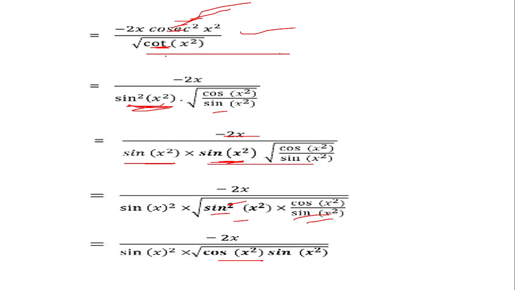Once again, cot I have written as cos by sine, and cosecant as 1 by sine square, with minus 2x as it is. This sine square will be two terms, sine of x square into sine of x square. One sine of x square I have taken inside the square root, so it becomes a square. Inside, sine square on one term will get cancelled, and we will get sin x into cos x.